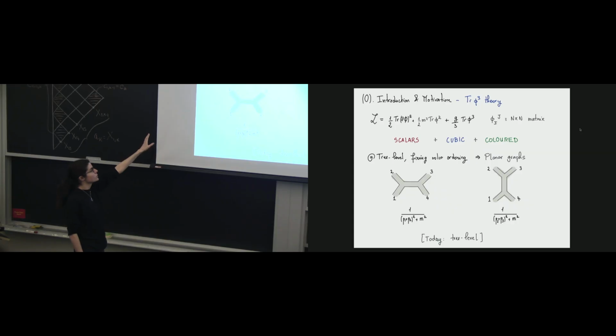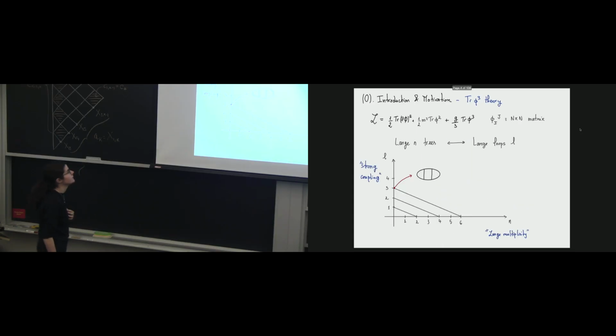At tree level, this means that once I fix the color ordering of the external states, I only have contributions from planar graphs. So at 4 points, that would mean I would only have the s channel and the t channel. Today we'll be solely focusing on the tree level case. And we're always going to be assuming that capital N, the number of colors, is strictly larger than little n, precisely so that when I fix the color ordering, I only get contributions from planar graphs.